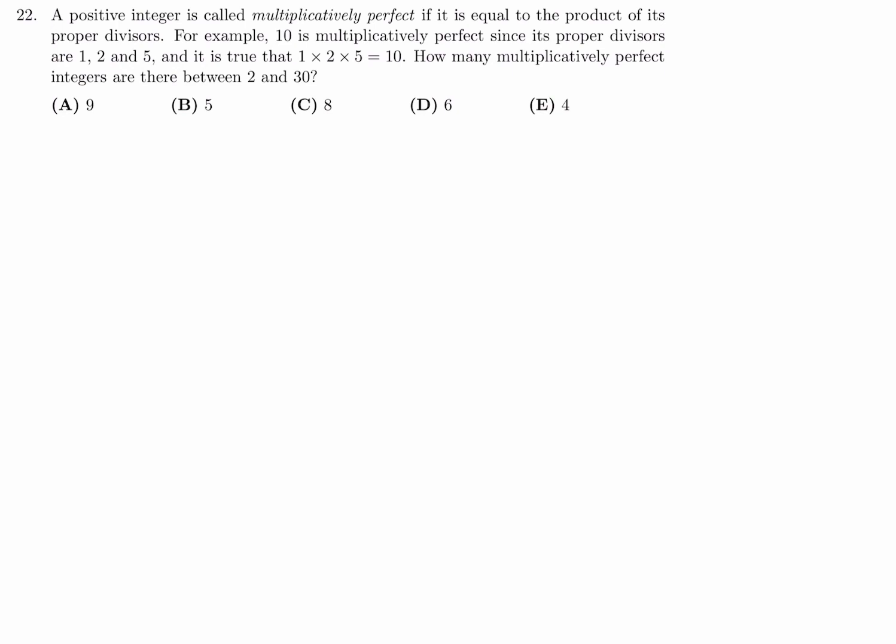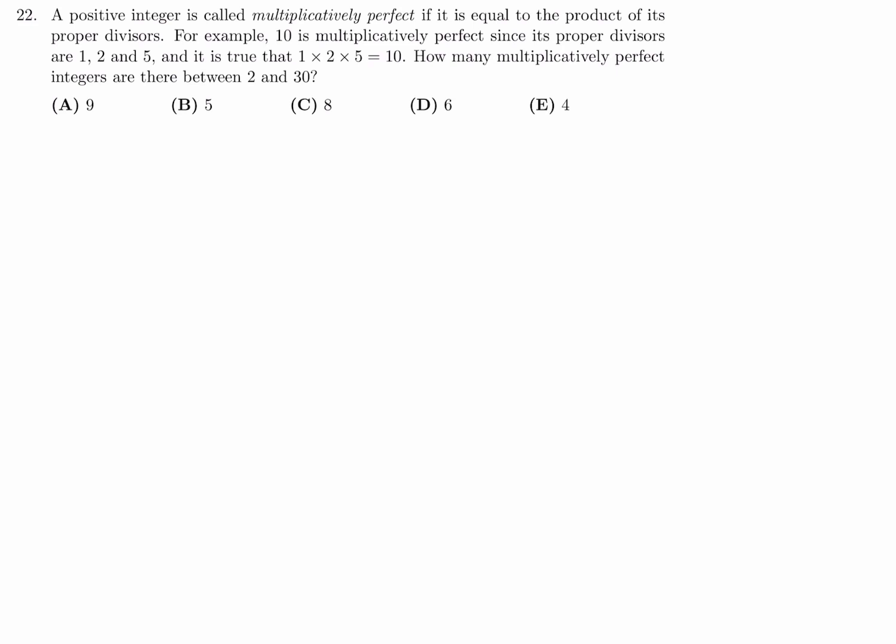A positive integer is called multiplicatively perfect if it is equal to the product of its proper divisors. For example, 10 is multiplicatively perfect since its proper divisors are 1, 2, and 5, and it is true that 1 times 2 times 5 equals 10. How many multiplicatively perfect integers are there between 2 and 30?